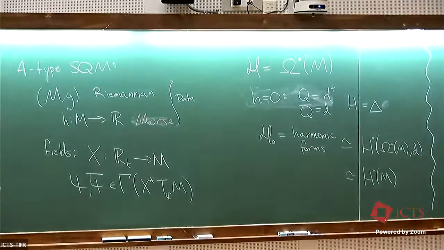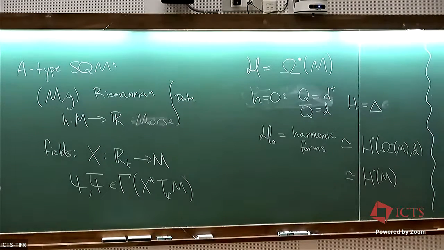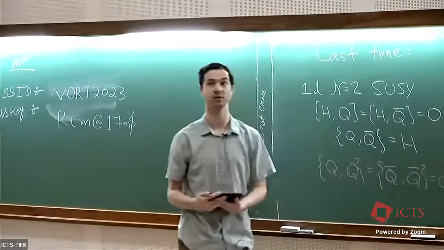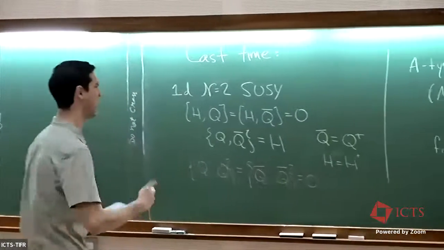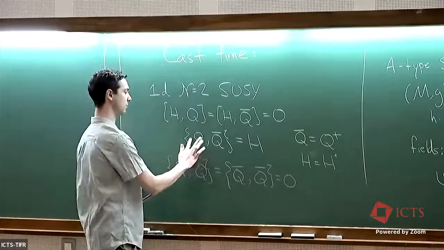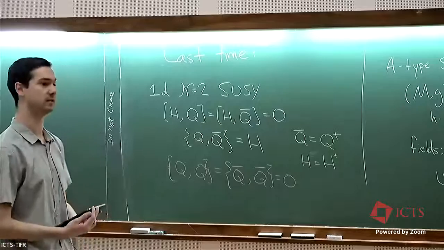Last time I wrote down some commutators and anti-commutators that corresponded to this supersymmetry algebra. We had the usual Hamiltonian, which is the thing that governs time evolution. And in addition to the Hamiltonian, we had two fermionic operators, Q and Q bar. Q bar is the adjoint of Q, H is self-adjoint. And the really powerful relation is that the anti-commutator of Q and Q bar is the Hamiltonian.